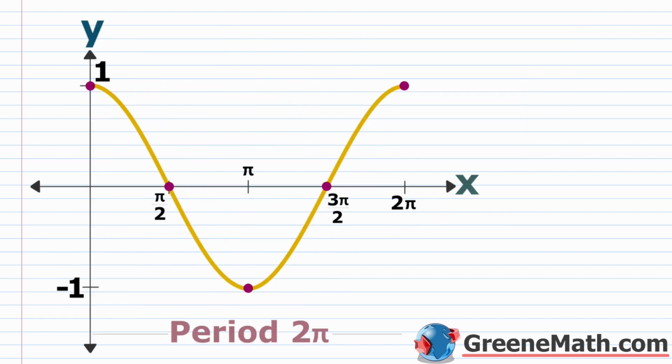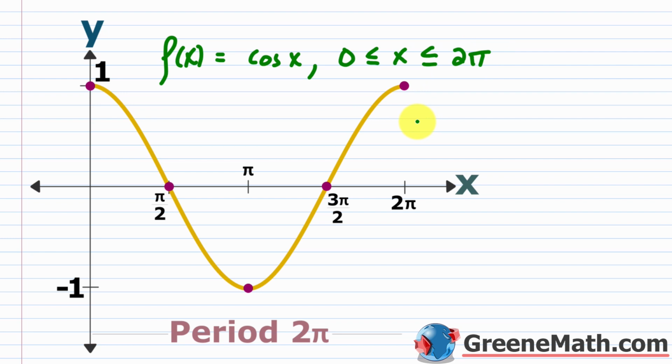Now, when we think about this over one period, f of x is equal to cosine of x, where 0 is less than or equal to x, which is less than or equal to 2 pi. So this is just one period. You want to think about how these points are going to be different from the sine graph. If you memorize those differences, you're basically good to go. Your period here is the same. It's still going to be 2 pi. We should know that from the unit circle.